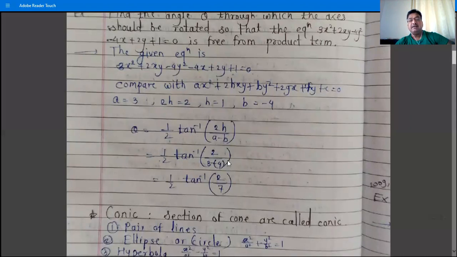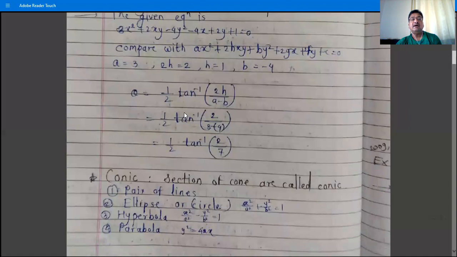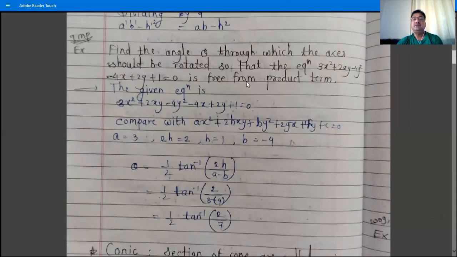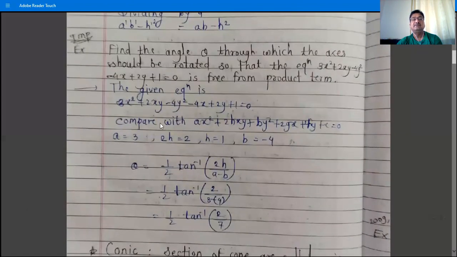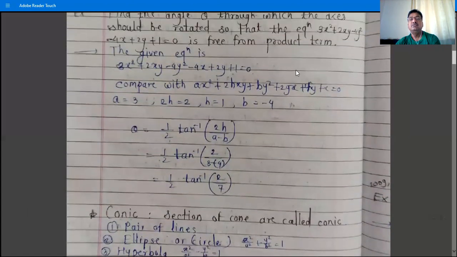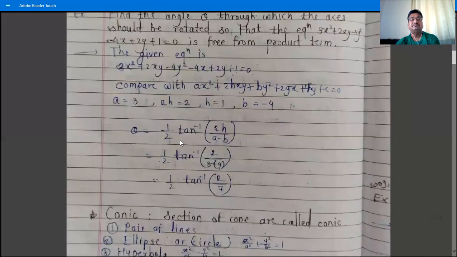So that is 1/2 tan inverse of 2 divided by... 2h is 2, and a is 3 and minus b is minus 4, so write in bracket minus 4. And so it is 1/2 tan inverse 2/7. So if we rotate the axis through this angle theta, then the product term is removed from this expression. This is an important example as far as the exam is concerned, for 2 marks. That is, find the angle theta through which the axis should be rotated so that this expression is free from the product term.